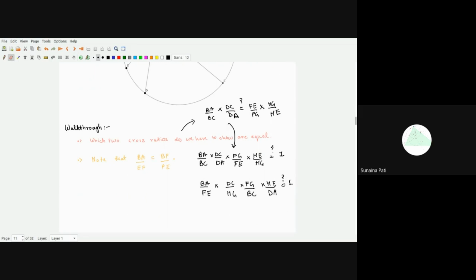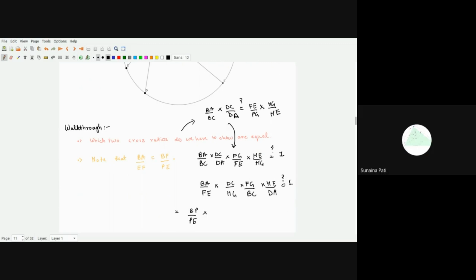Actually, it's just not that complicated. Just think along the same direction. This is DP by PE, and you want stuff to cancel out. Can we use FG by BC is PG by BP? Can you repeat? And FG by BC is PG by BP. Wait, can you put the proof in the chat?